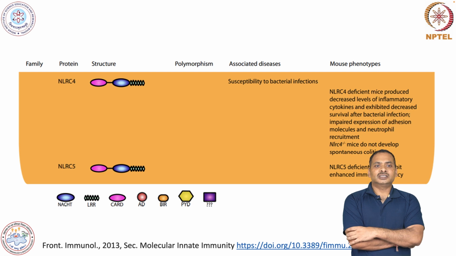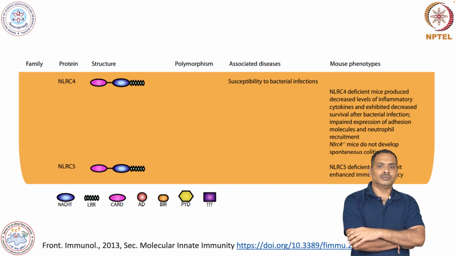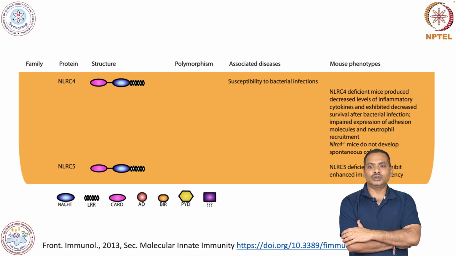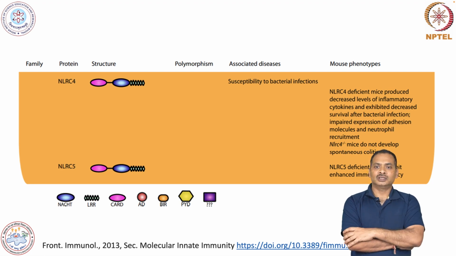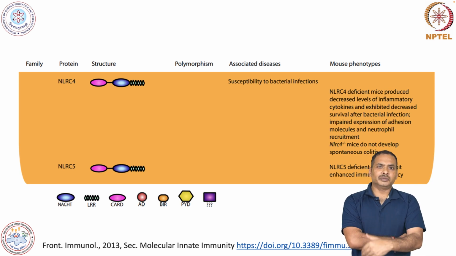Another is NLRC4, and this is also associated with susceptibility to bacterial infection in humans. NLRC4 deficient mice produce a decreased level of inflammatory cytokines and exhibit decreased survival after bacterial infection, impaired expression of adhesion molecules and neutrophil recruitment. And NLRC4 deficient mice do not develop spontaneous colitis, which is an inflammation of the colon.